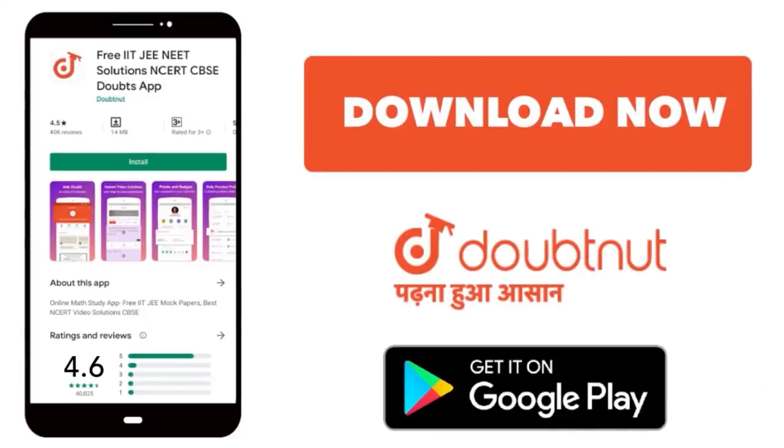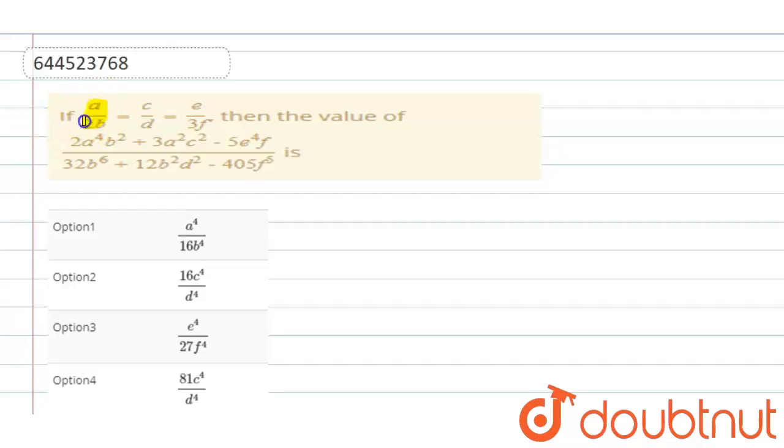Download Doubtnut app today. Here the question is given that if a by 2b equals c by d equals e by 3f, then find the value of 2a power 4 b square plus 3a square c square minus 5e power 4 f, divided by 32b power 6 plus 12b square d square minus 405f power 5. Here we need to find the value of this equation.